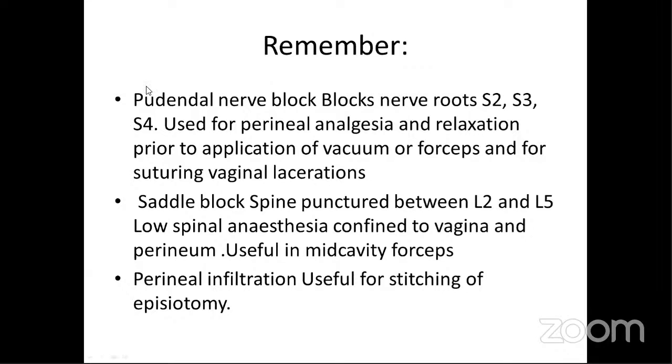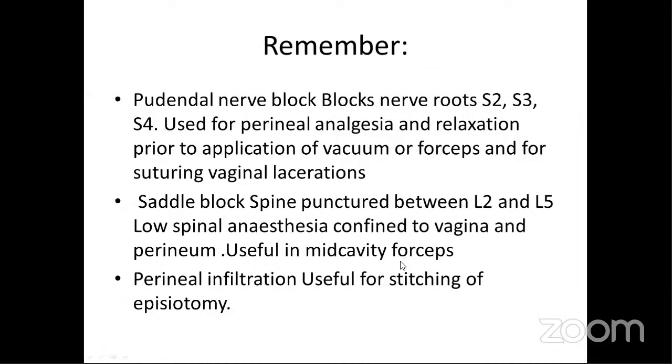So the points to remember here: pudendal nerve block blocks nerve roots from S2, S3, S4. It is used for perineal analgesia and relaxation prior to application of vacuum or forceps, and for suturing of vaginal lacerations. Saddle block, spinal puncture between L2 and L5, low spinal anesthesia, is confined to the vagina and perineum, and it is useful in mid-cavity forceps. And remember, mid-cavity forceps is obsolete now in modern obstetrics.